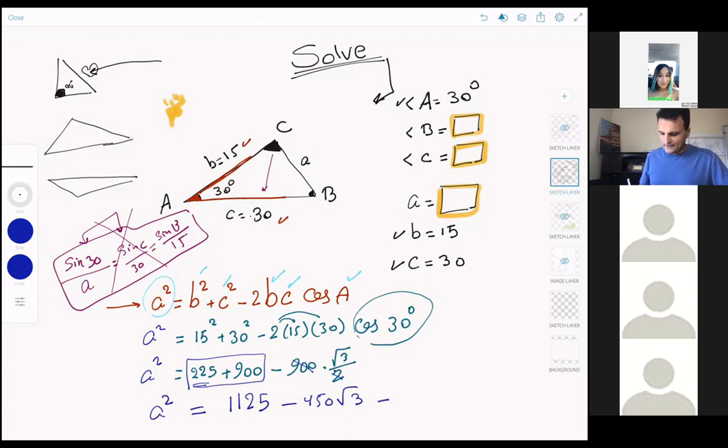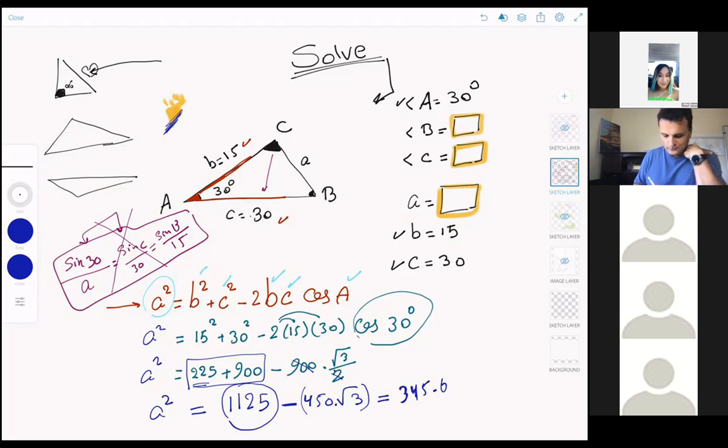Can you guys tell me what is the answer? So we put 1,125 minus 450 times radical 3. This should be in parentheses if you're going to write everything in the calculator. Can you guys tell me what's the answer? I got 345.6. Thanks, Yvette. I know you're busy. Thank you. So that's a squared, correct?